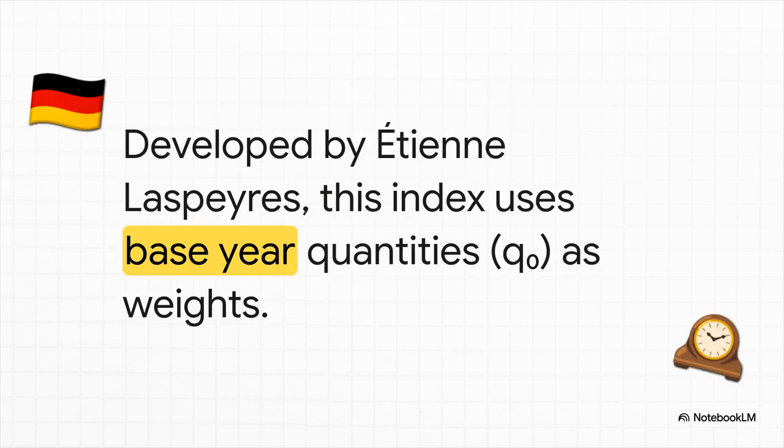First up, we've got the Laspeyres index. The key idea here is all about consistency. It measures the price change of a fixed basket of goods from the past. So it uses the quantities from the base year as its weights.